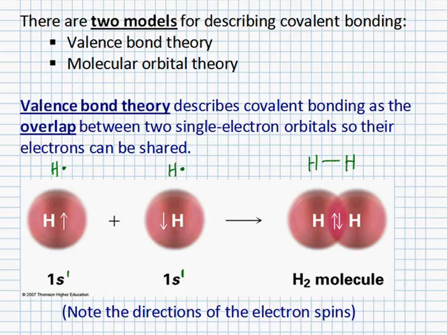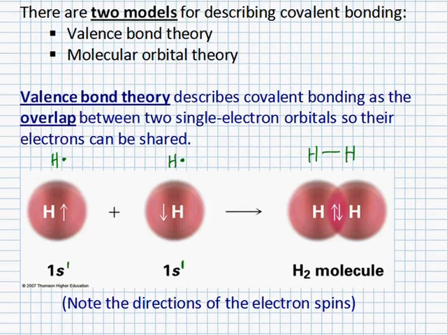Now, look at the directions of these electron spins. In order for those orbitals to overlap and for those two electrons to coexist within this space, they need to have opposite spins. So a hydrogen with a spin-up electron will be able to combine with a hydrogen with a spin-down electron in order to form this covalent bond between them.